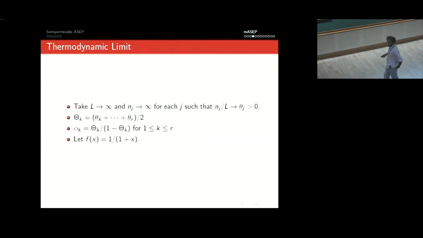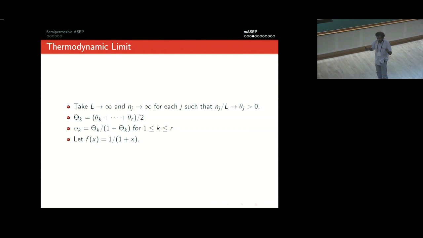So we're looking at the thermodynamic limit, so we want to get out the phase diagram. What we are going to do is take the system size going to infinity and the number of conserved charges to infinity in such a way that the ratios converge to some theta j, which is some fixed constant greater than 0. Okay. So now I remind you, our phase diagram will depend on these theta j's. So there are r of them. There are actually r plus 1 of them because theta 0 is also there. But their sum is 1. So there are r independent parameters.